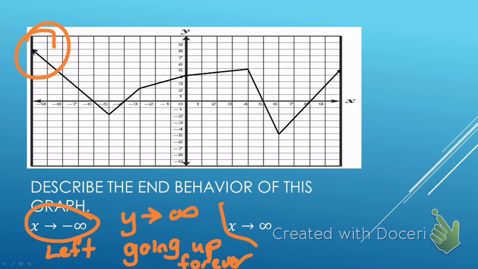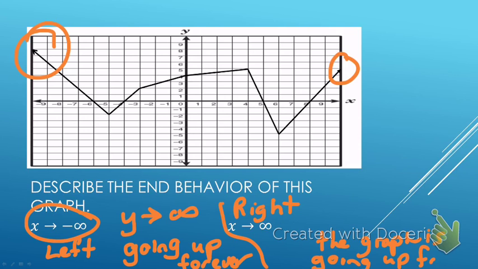The second item is as x approaches positive infinity. This is talking about the right side, where x's are positive. We can see the same thing is happening: the graph is going up forever. The symbol for that would be the y's are approaching infinity. So that's end behavior. There's only one other thing that I wanted to talk about.